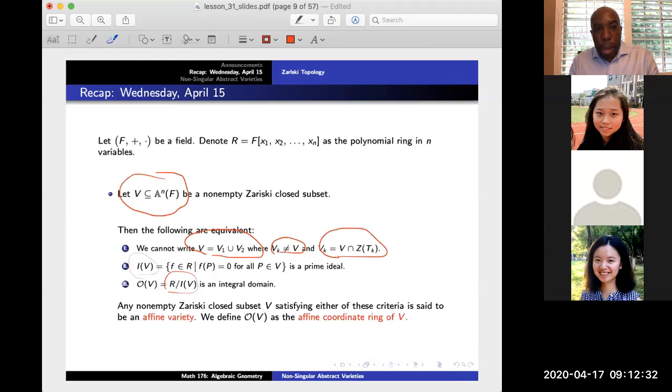Again, you can use either one of these statements. They're all going to be equivalent. But if one is true, then we will say that our set V is an affine variety. This really is exactly the same definition that we've been using all along. But now we're generalizing things a little bit by keeping track of things like this prime ideal I(V), and then this integral domain O(V). In fact, O(V) is what we're going to call the affine coordinate ring of V. We're going to play around with V versus I(V) in just a moment.